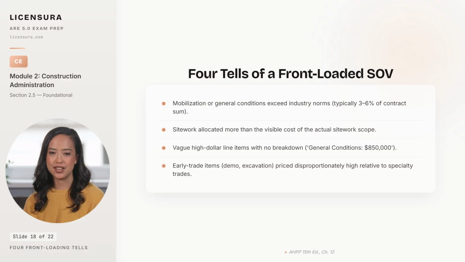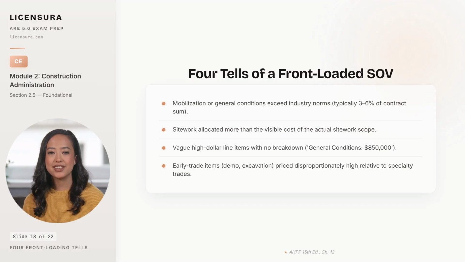forward. Third, vague, high-dollar line items with no breakdown. When a single line says general conditions and the number is $850,000 with no sub-items, the architect has no way to verify the number, and the owner is exposed to the full amount on the first pay app. And fourth, early trade items priced disproportionately high relative to specialty trades, demolition and excavation inflated, and the late finishing trades like cabinetry and finishes priced suspiciously low to keep the total at the contract sum.